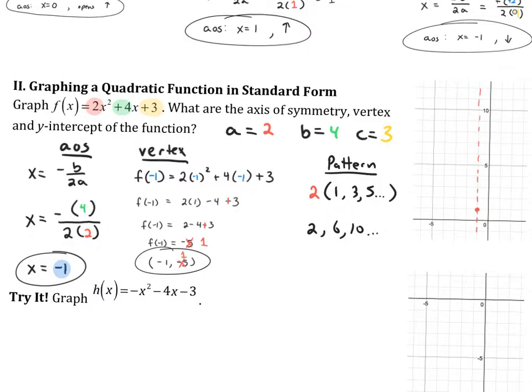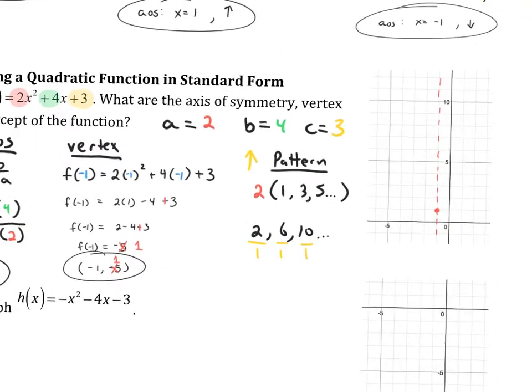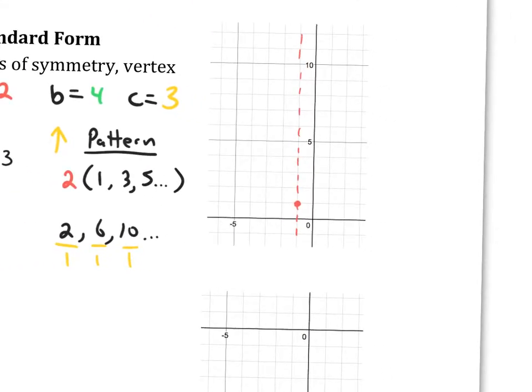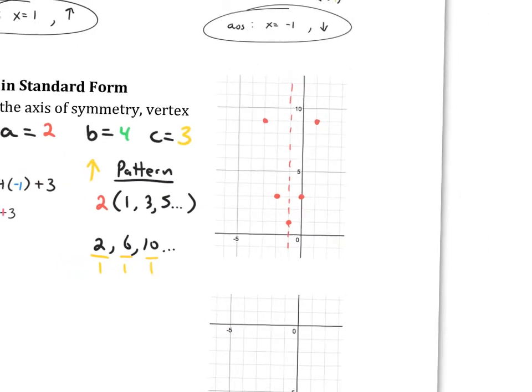So since I'm going in the upward direction, I go up 2, right 1, up 6, right 1, and then up 10. Right 1. So let's do that. Go up 2 right 1 puts me here and reflect it across the axis. Then go up 6, 1, 2, 3, 4, 5, 6, place me there, and I go right 1 to go there, and I reflect it across.